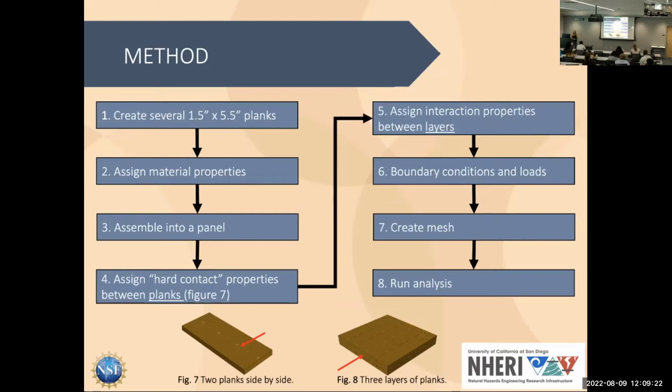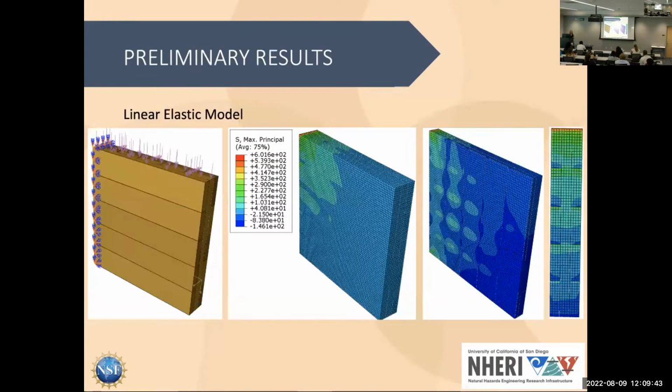So then after that, I assigned the interaction properties between the layers, which is where the glue normally goes, but instead of doing cohesive properties, I just did a tie constraint to keep it simple for now, and that just kind of sticks it together, keeps it tied together. Then I added boundary conditions and loads, which you'll see in a little bit, created a mesh, and ran the analysis. So here's what it looks like.